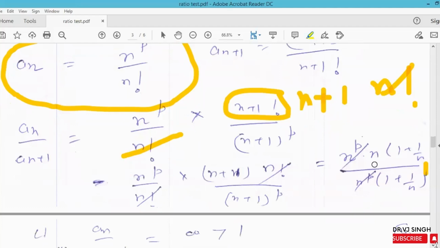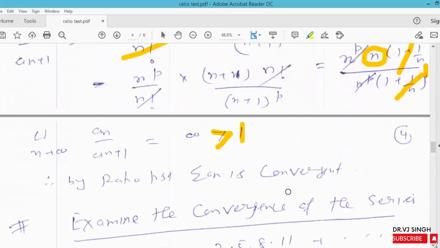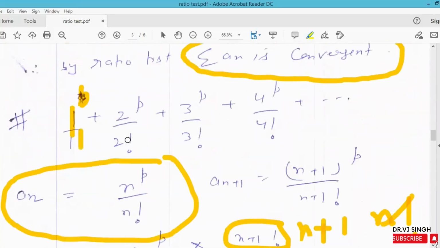So what is the answer? Again when we take limit n tends to infinity, this is 1, this is 1, but again there is n. So when we put n equal to infinity, again the answer is infinity. So check, infinity is greater than 1. Therefore by the ratio test, L is greater than 1. This series is converged. Okay. Now again there is a factorial term, so that's why we do not apply the comparison test, we go for the ratio test.